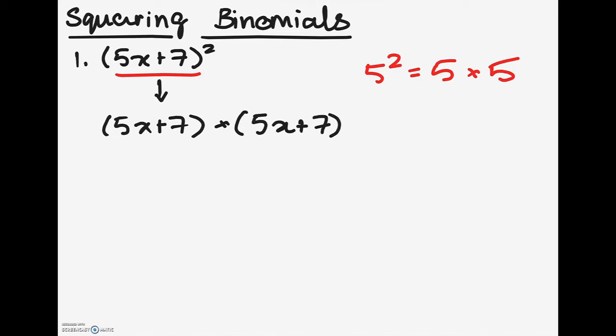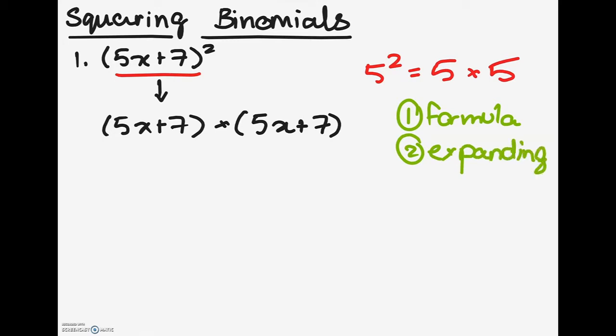Now there's two ways that you can multiply. One is by using the formula, or two is by expanding. So right now we're going to go through this by expanding and then use the formula. So let's do expanding first. To expand a binomial to square it, all you're going to do is take each term and multiply by every other term. So let me break this down step by step.